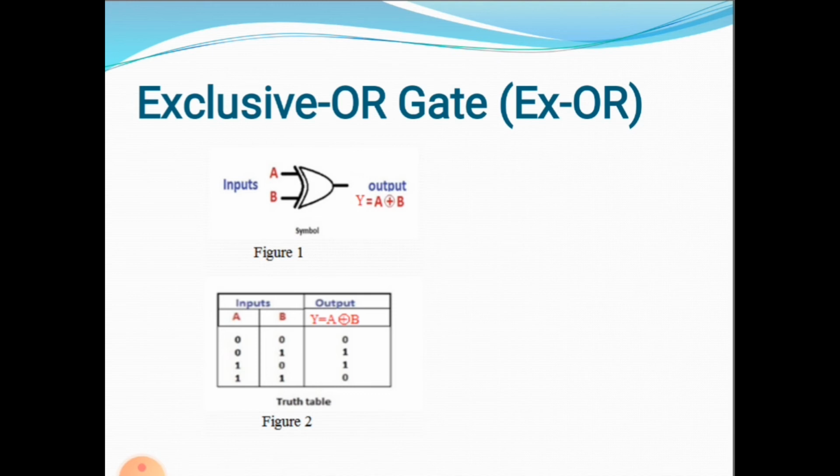From the truth table, we observe that when both the inputs are the same, that means 0 or 1, the output is 0. Whereas when the inputs are not the same, one is 0 and the other is 1, the output is 1.